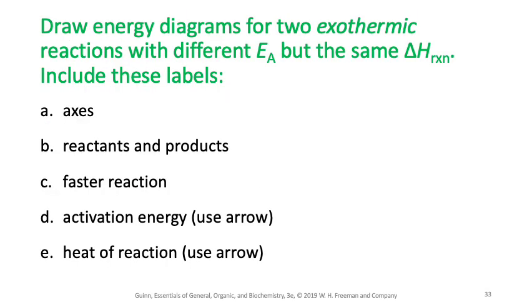Let's try to do this problem and try to understand the concept that we just learned on the previous slide of the energy diagram of activation energy. It says you have to draw the energy diagram of two exothermic reactions. That means the product has lower energy compared to the reactant, with a different EA. One reaction may have a higher activation energy, the second a lower value, but with the same delta H of the reaction.